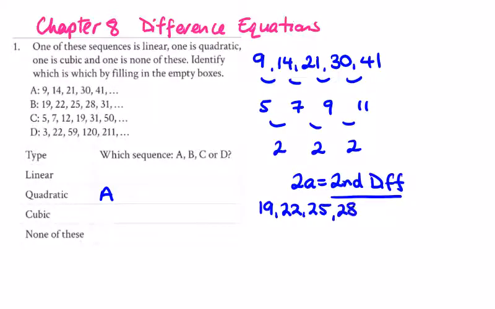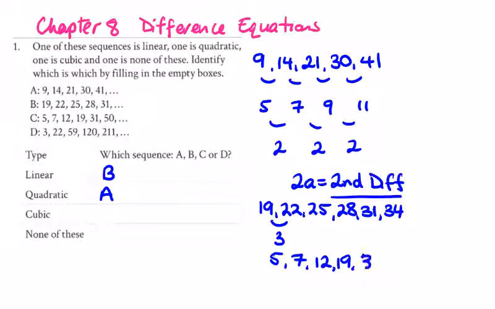If we look at b, 19, 22, 25, you can see straight away the differences are 3, 28, 31. Next one will be 34. Same difference all the way across of 3. So b is linear.